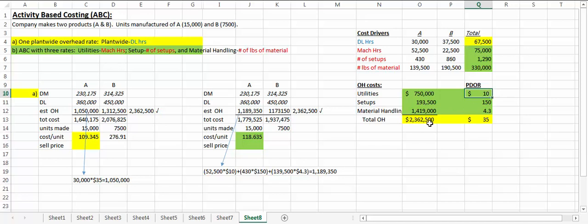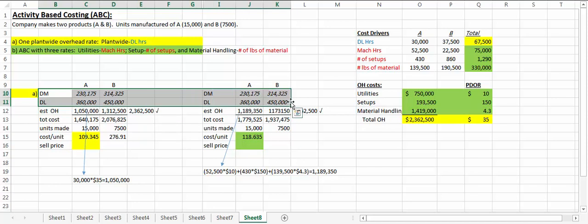For the plant-wide overhead rate, we're allocating the whole amount. We say, okay, take 2.4 million and divide it by the total direct labor hours to come up with this rate. And I've color-coded this so that you can see that anything related to yellow belongs to the plant-wide overhead rate, and anything with green belongs to the activity-based costing. Given is the information on direct materials and direct labor, and that remains the same, so just take it as it is. But the key is to estimate overhead.